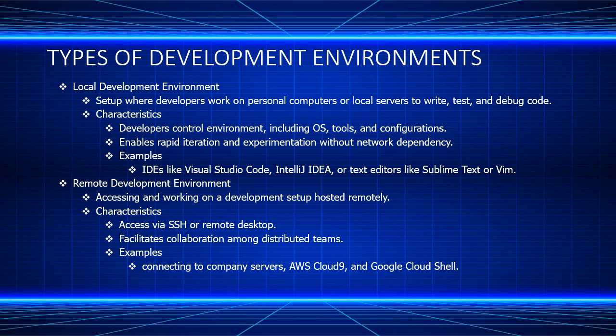Pros. Physical distance dissipates as remote teams synchronize efforts seamlessly. Uniformity reigns supreme, with centralized configurations fostering harmony. Projects expand effortlessly, propelled by the cloud's elastic embrace. Cons. Stable internet connectivity is a non-negotiable prerequisite for remote access. The specter of network latency may haunt performance, especially amidst data-intensive tasks. The cloud's convenience may come at a price, with usage-based fees adding up over time.